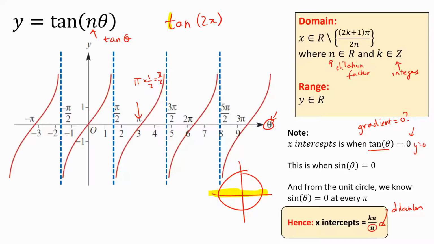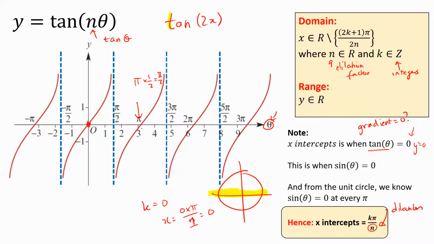And k is just your integers. So if you want to know the first intercept, when k equals 0, then you have x-intercepts equal to 0 times pi on n, in our case n is 1, then 0 times pi is 0. That's why you have an intercept at 0.